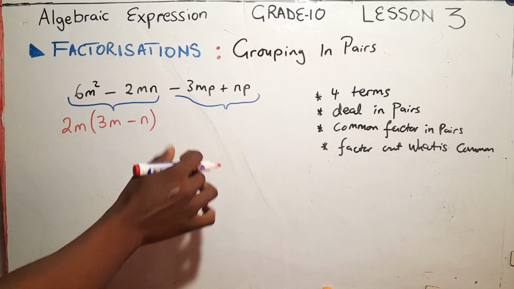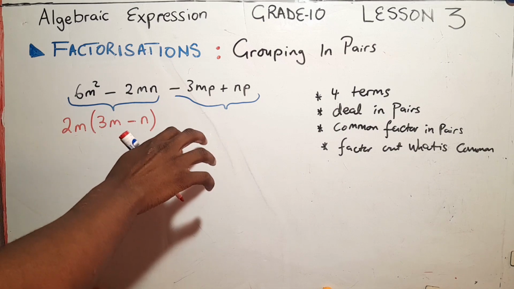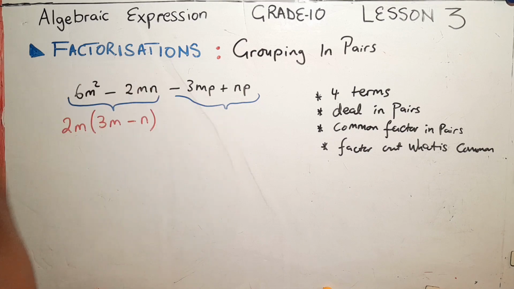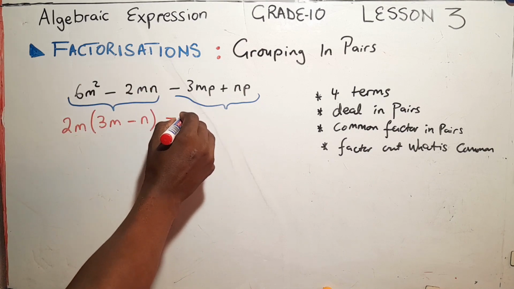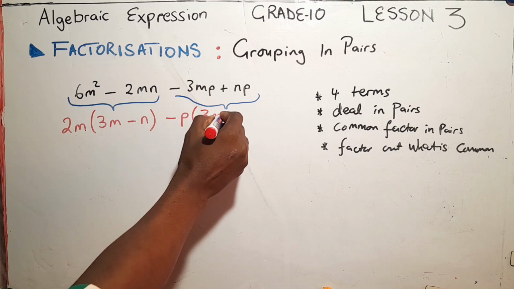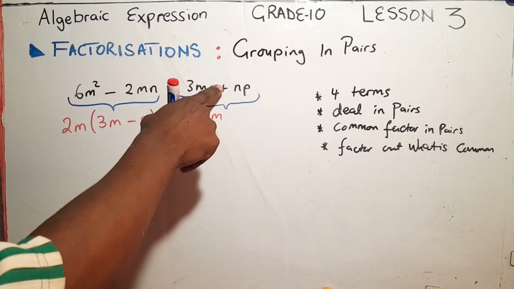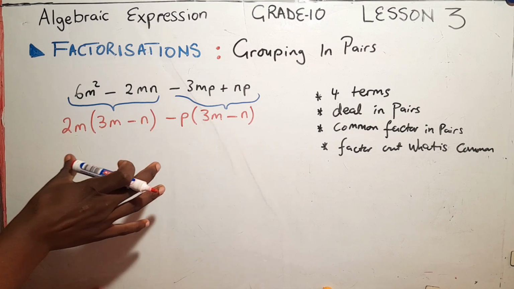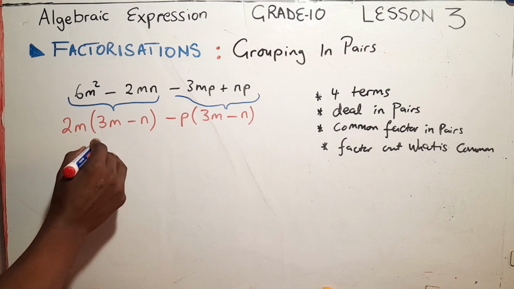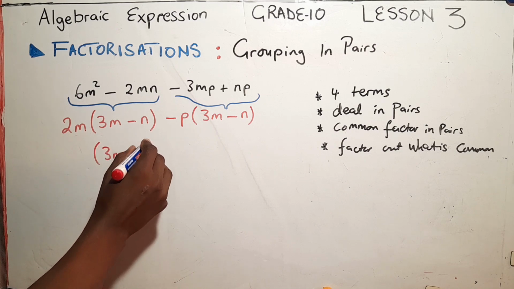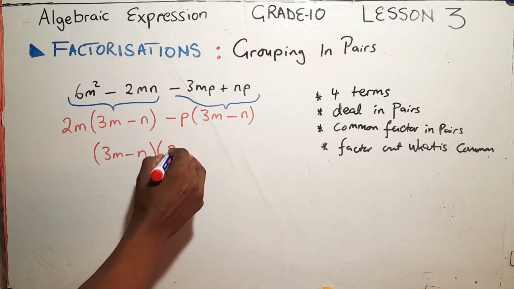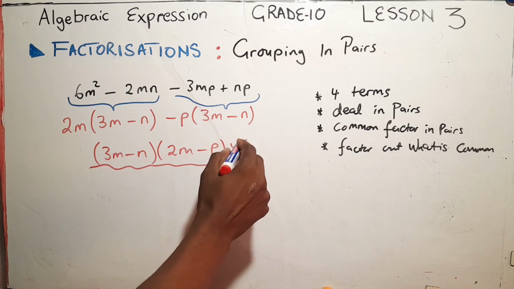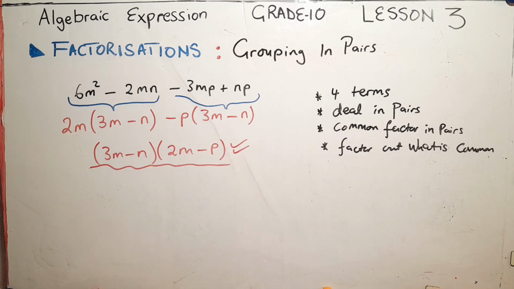And on the second value, you might want to make this positive, so we are going to take out a negative. What is common there and there? We can see that p is common. So we can factor out negative p, and this will remain as 3m. But since we factored out a negative where there's a positive, it will remain as negative n. Now we can see that this and this is common. So we can put that in the bracket, and the second bracket will be this and that. So this will be 2m minus p. Now this is factorized like that. This is how we do it when you are factorizing in pairs.